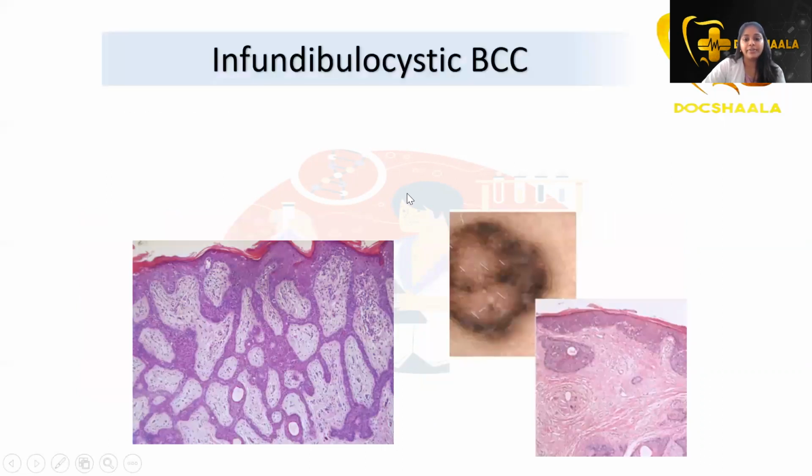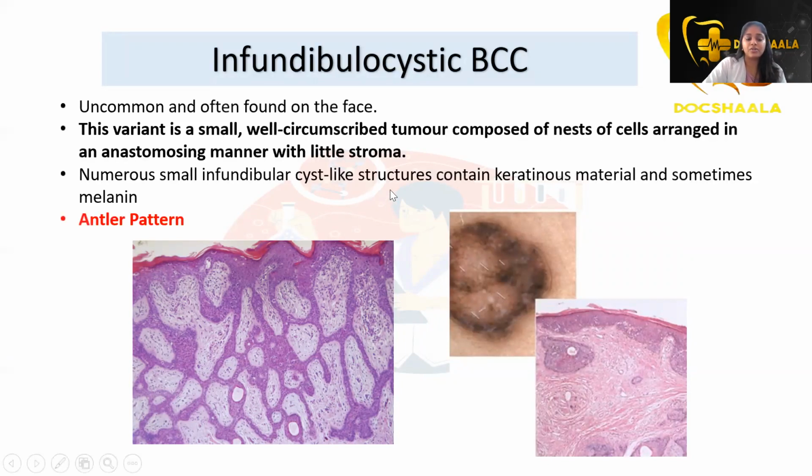Then coming to infundibulocystic BCC. What is infundibulocystic? The cysts are in the form of an infundibulum, that is like a drop appearance. So that is called infundibulocystic. It is uncommon and is often found around the face. The variant is a small, well circumscribed tumor composed of nests of cells arranged in an anastomosing manner with little stroma. Numerous small infundibular cyst-like structures containing keratinous material and sometimes melanin can be seen. In this image, you can see the melanin, right? And these are the small infundibular cysts.